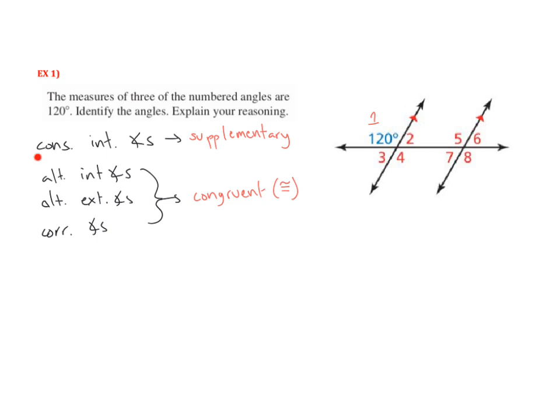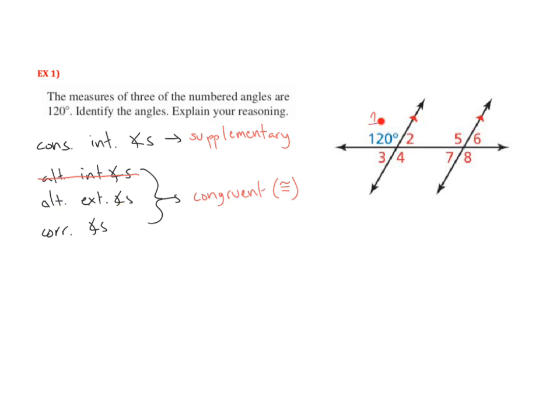And now I need to go through my relationships and see which other angles are also 120 degrees. Well, I can pick any of these. I can have alternate interior angles. Oh, but I can't, because 120 degrees, angle 1, is on the outside of my parallel lines. So in fact, I cannot use alternate interior angles due to the fact that angle 1 is an exterior angle. Well, then we know that we can have alternate exterior angles.